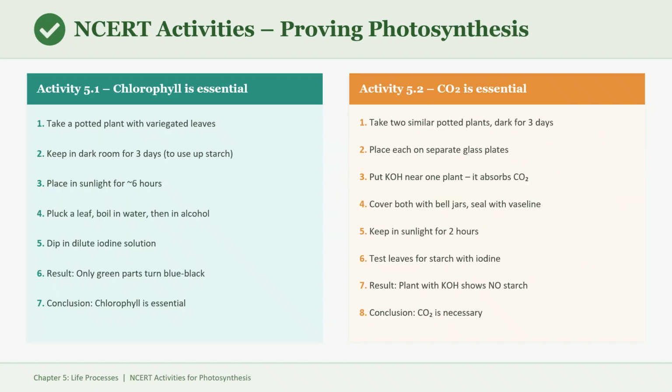Next, we are going to see some activities which are present in your book. Chlorophyll and carbon dioxide are raw materials which are very essential for photosynthesis. Chlorophyll is essential for photosynthesis. So what are we going to do? We are going to take a potted plant with variegated leaves and leave it in a dark room for 3 days. What will happen? It will lose its starch. Then, again, we take the same plant and keep it in the sunlight for 6 hours.